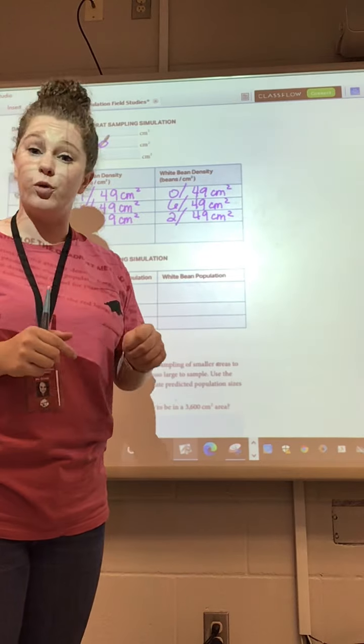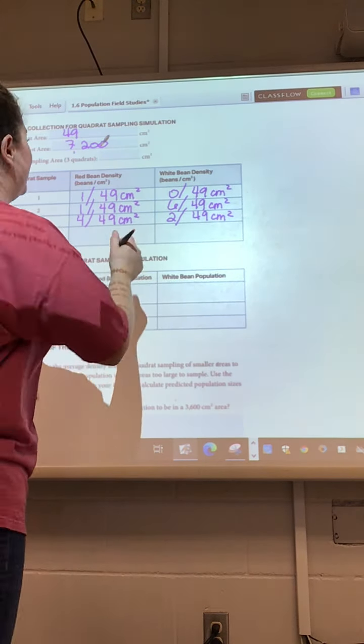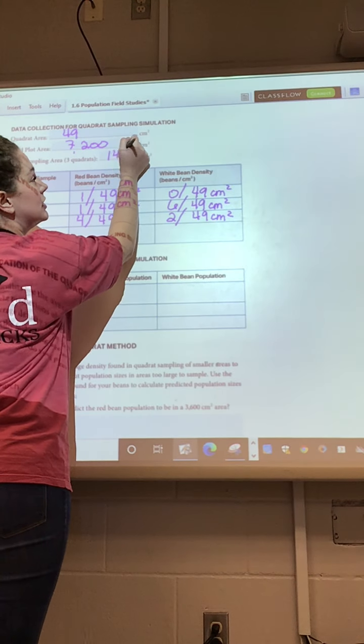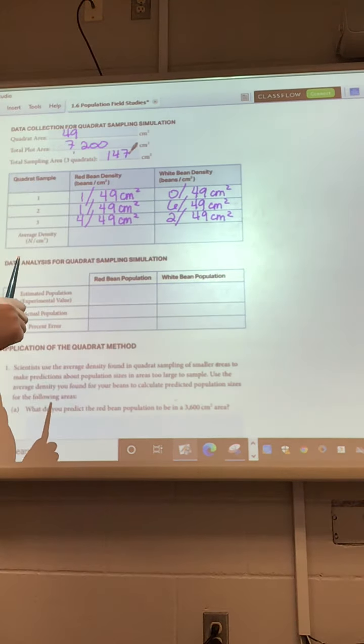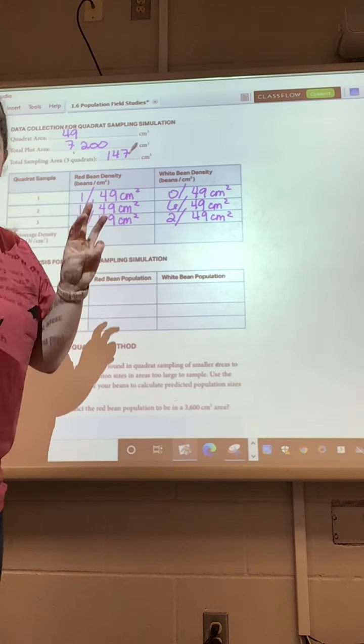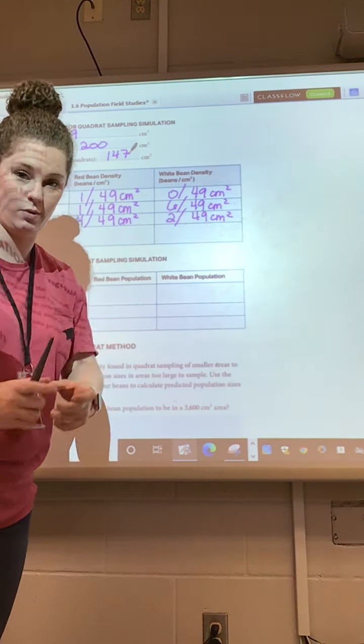And our total sampling area, that means, remember I threw that pink thing out 3 times. So 3 times 49, y'all, 147. I already did the math on a different piece of paper. All right, so total sampling area is just my quadrat times 3 because that's how many times I threw it.